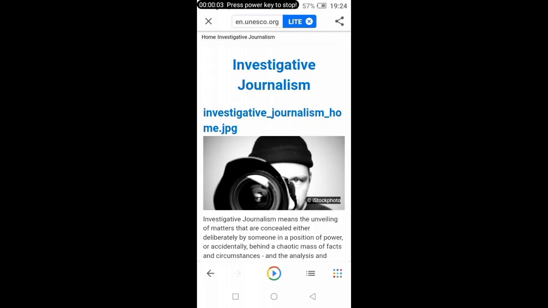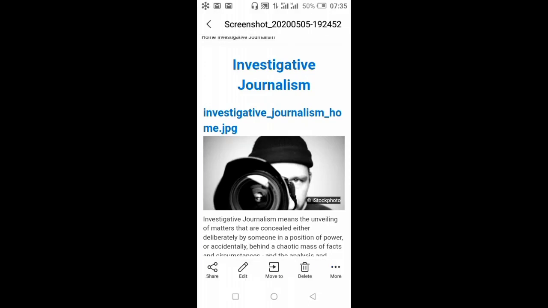You must be bold, you must be daring, you must have the guts, you must have what it takes. So it's not just any reporter that is deployed there. You must have all of these qualities. So there are qualities of an investigative journalist.